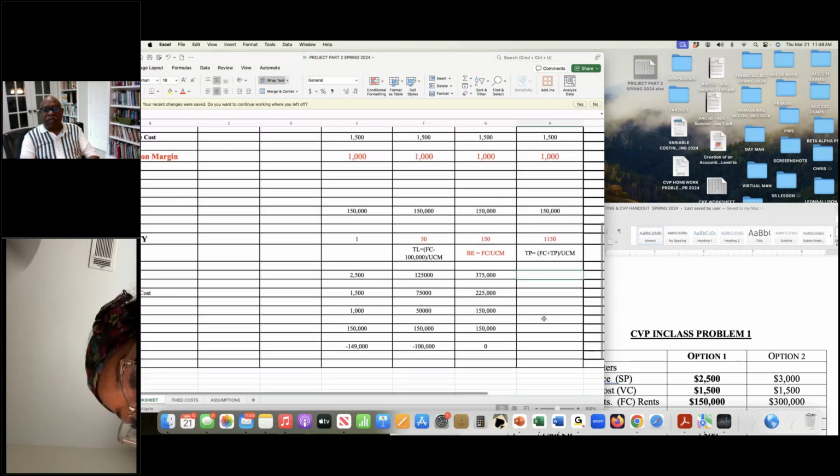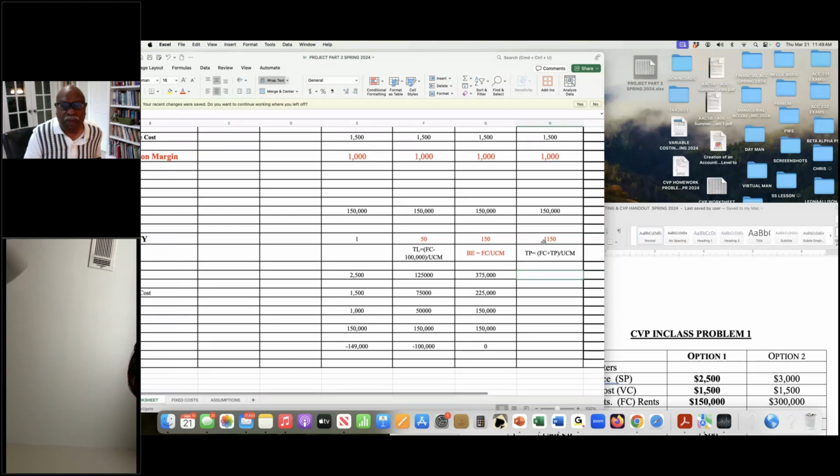Why do you put two parentheses for the formula when you first started? It helps. Sometimes Excel will act up if you don't have the two parentheses. So I have an inner parenthesis, fixed cost plus target profit. Then an outer parenthesis, that number divided by the UCM. Sometimes it'll work, sometimes it won't. Got it? Yeah, I see what you mean.